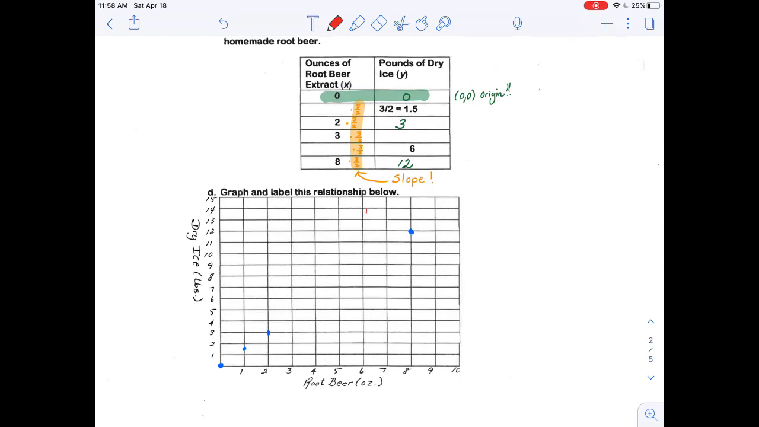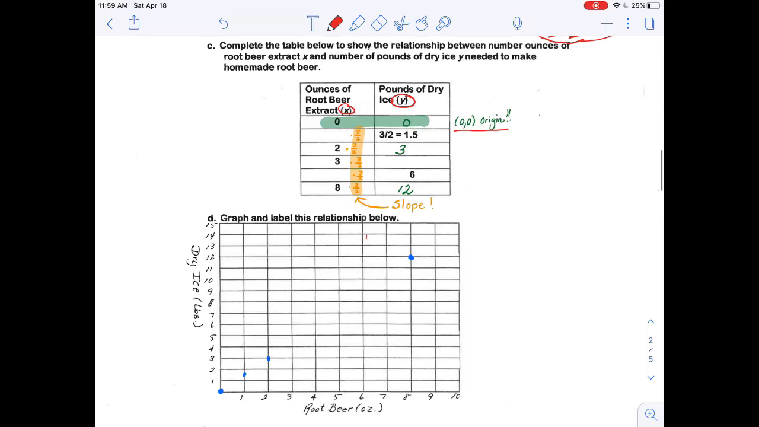Again, here I can see my root beer is going to be my x. My dry ice is my y. So if you don't put in anything of either one, remember that's our 0, 0 origin. That's showing a proportional relationship so far. Now, let's go ahead and fill in what we know.